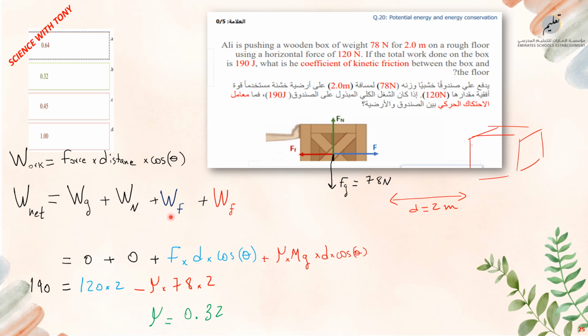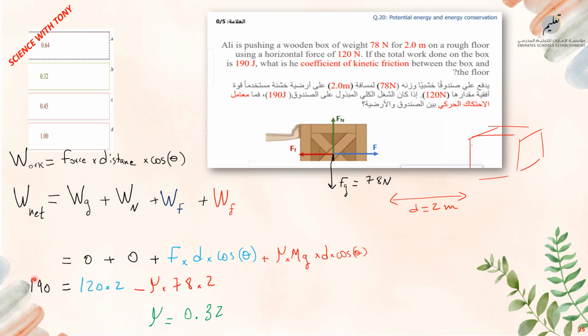Plus the work done by the boy. So the force of the boy, which is 120 Newton, multiplied by the displacement, which is 2 meters, multiplied by cosine of the angle. In that force, the angle is 0, so cosine 0 is equal to 1. Plus the work done by the friction force, which is mu mg multiplied by distance, by cosine of the angle. Here the angle for friction is 180, so cosine 180 is equal to minus 1. That's why we put minus here.